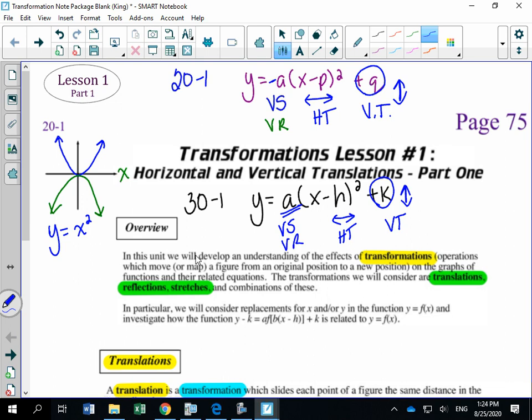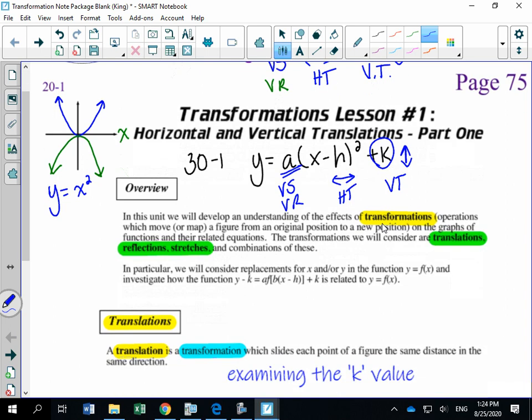In this unit, we'll develop an understanding of the effects of transformations, which are operations that move your graph. The transformations we're going to do in this class are translations, which are left, right, up, down moves; reflecting in your x-axis, and then in 30-1 we're also going to reflect in your y-axis; and we're going to stretch the graph. So those are the 3 transformations that you have to be very familiar with.